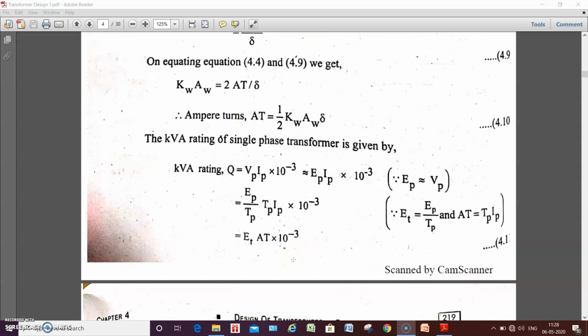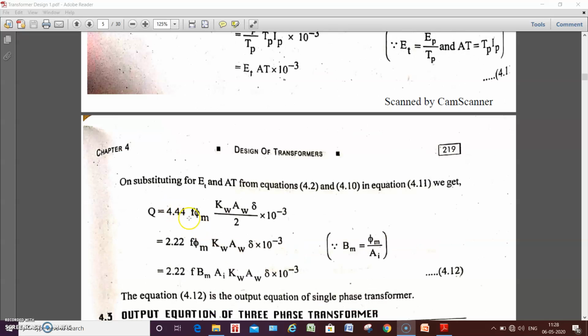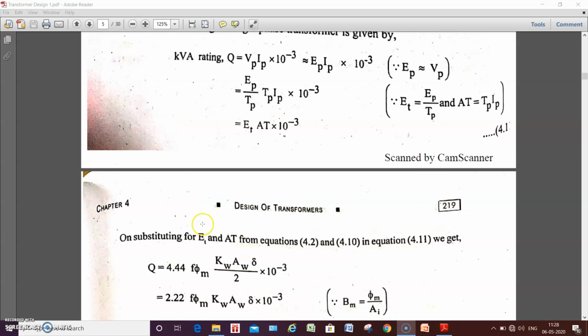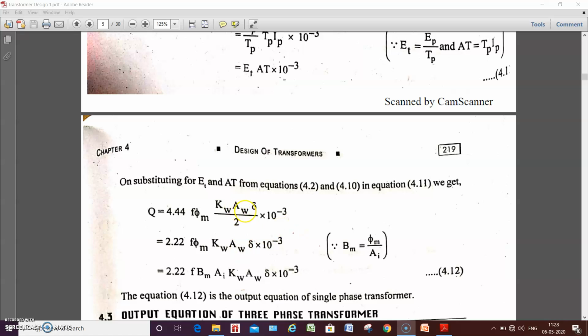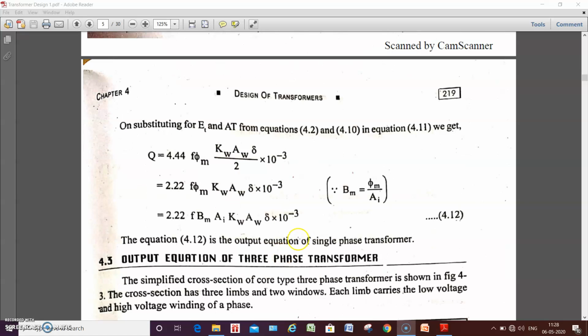The ET equation you already have. EMF per turn is 4.445 into FM. So this is the equation for ET, and the ampere turns equation we have just derived is kWAW delta by 2, into 10 to the power minus 3. So we are reducing this: it is 2.225 into FM kWAW into delta into 10 to the power minus 3.